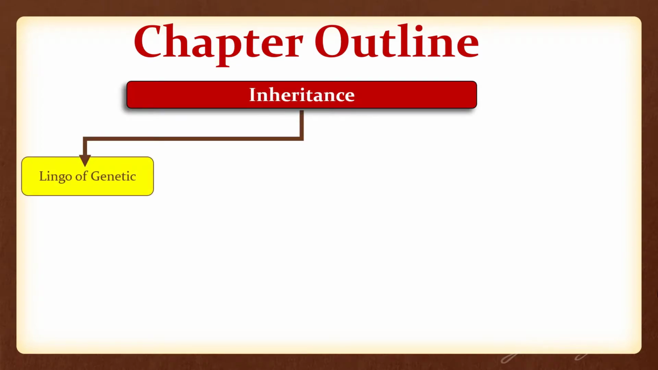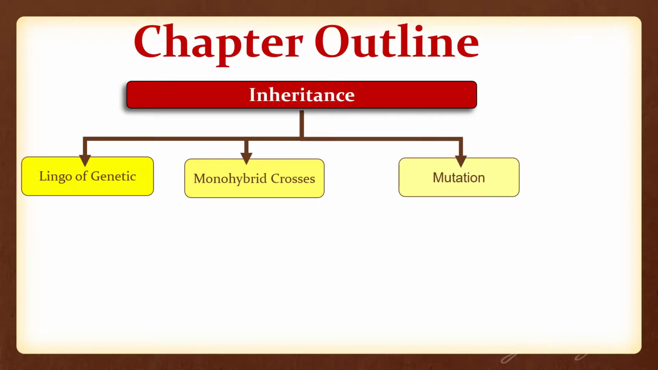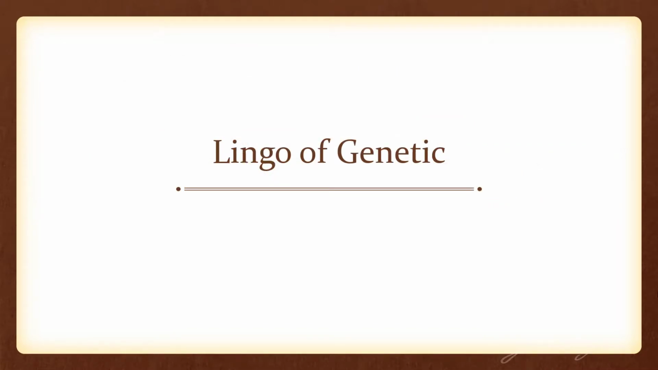Just a brief chapter overview. First, in this video, we are going to learn about the lingo of genetics, which is a fancy way of saying the terminology involved in this chapter. Next, we are going to learn about monohybrid crosses. Do not be daunted by this. They are actually very easy. Then we are going to learn about causes of mutation and specific examples. Then we are going to talk about evolution in the last lesson. So let's start with some of the words that you have to know.